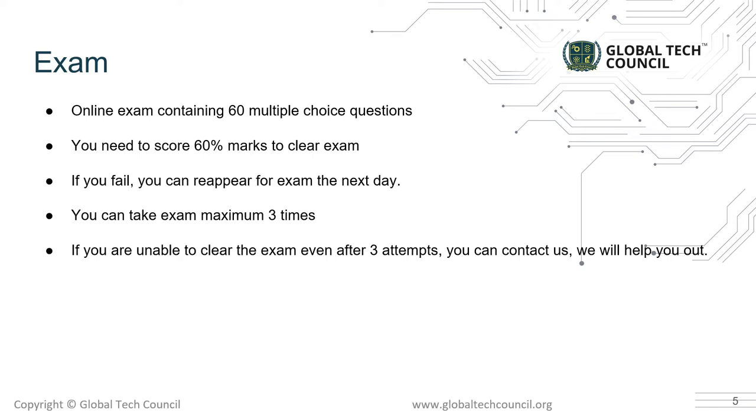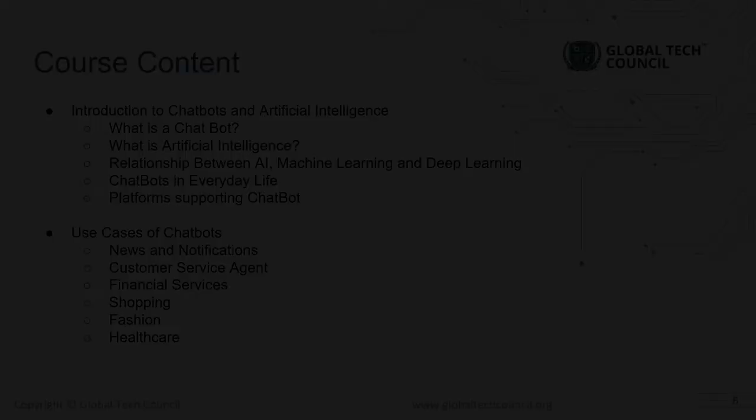The passing grade is a 60% score on the exam with up to 3 attempts. New attempts are unlocked 24 hours after an unsuccessful attempt in order to encourage students to revise the course material and discourage random guessing. If you are unable to clear the exam even after 3 attempts, you can contact us. We will help you out.